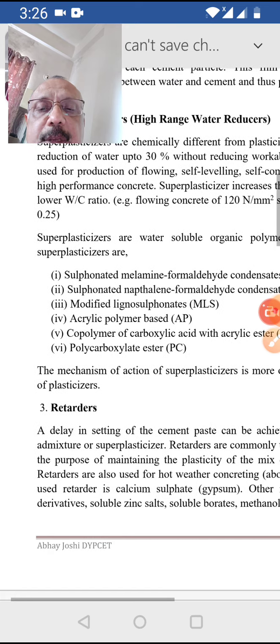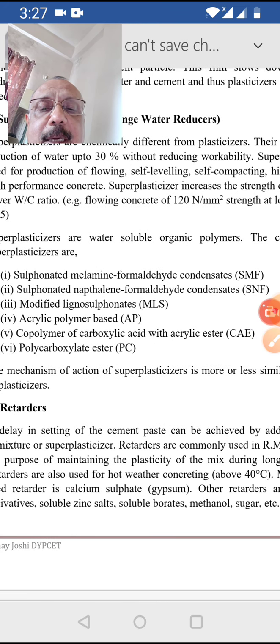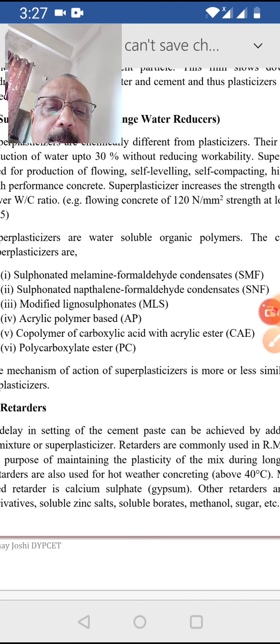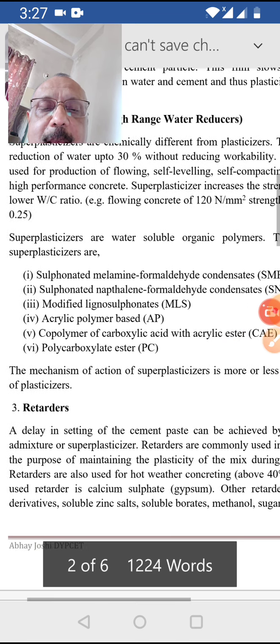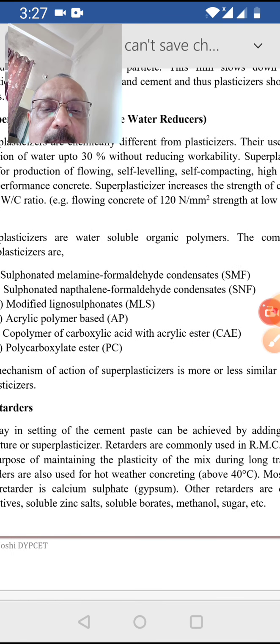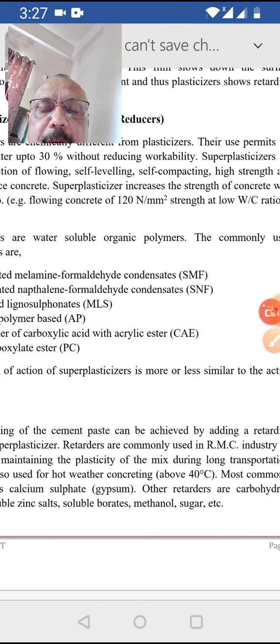You have to use these retarders, otherwise due to that hot temperature, which is generally above 40 degrees centigrade, it will cause evaporation and subsequent hardening and setting of concrete, which is not intended or not allowed inside the transit mixer. Otherwise, that will be permanent damage for that mixer and financial loss as well. Most commonly used retarder is calcium sulfate or gypsum.